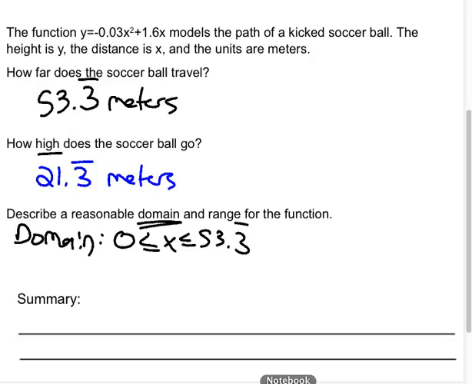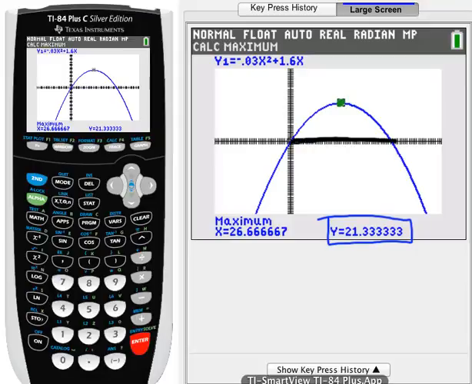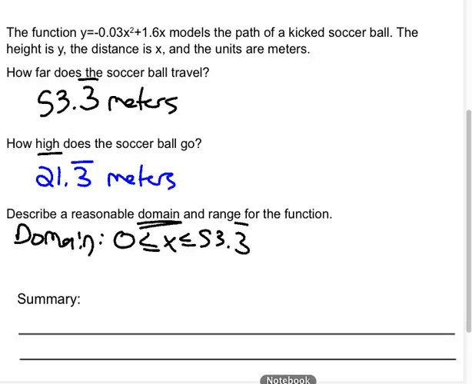My range, well again, how high or low does this thing go? My range only makes sense to go from 0 up to that maximum point, right? It doesn't make sense to track negative numbers because my soccer ball can't go under the ground, okay? So domain and range, when we're talking about real world situations, I do want to make sure you understand that the real world can limit some of the things we're talking about in terms of realistic values, okay?